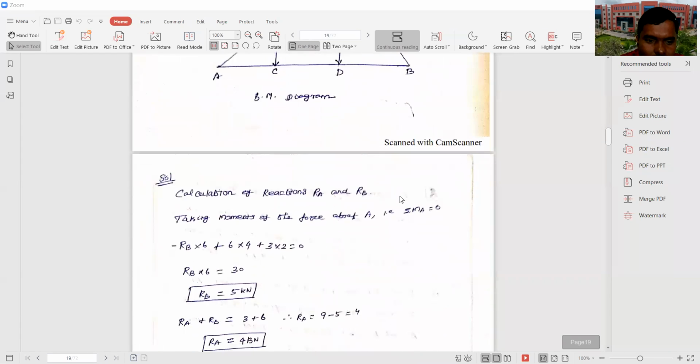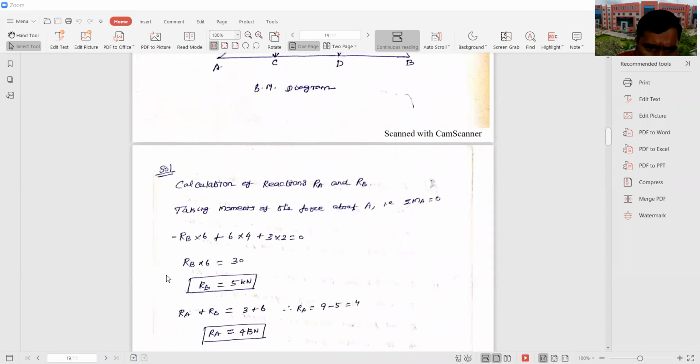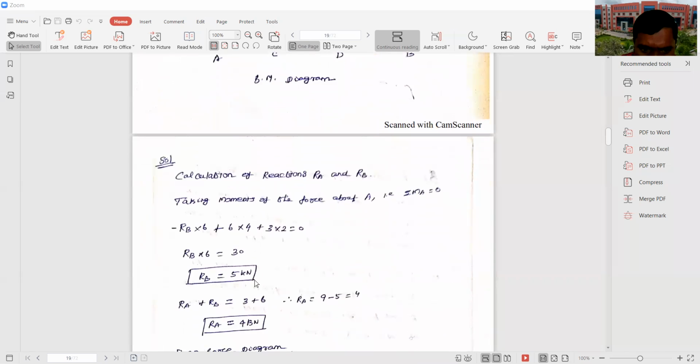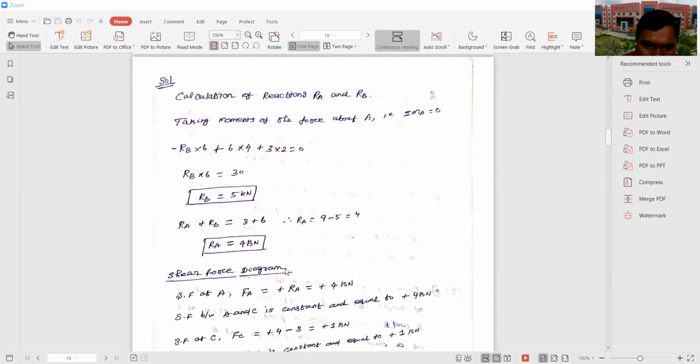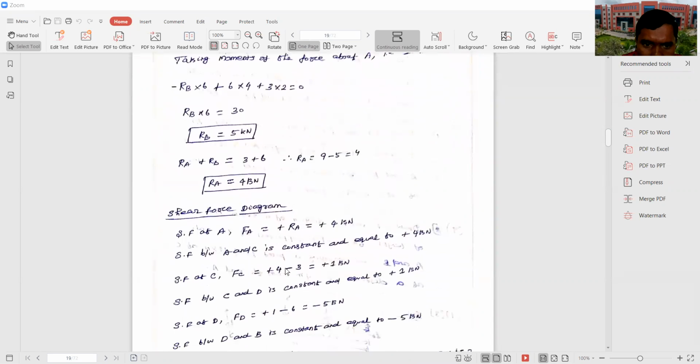So this is the equation. Therefore, we can find the RB value, which is 5 kilonewton. Then the other equation: sum of the vertical upward forces is equal to sum of the vertical downward forces. So RA plus RB is equal to 3 plus 6. Therefore, RA is equal to 4 kilonewton. So the RA value is 4 kilonewton and the RB value is 5 kilonewton.